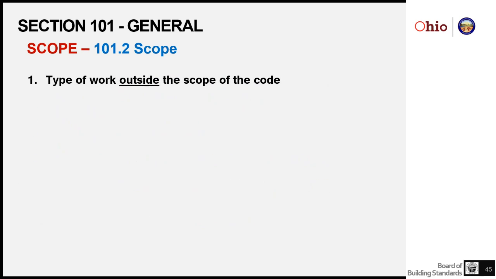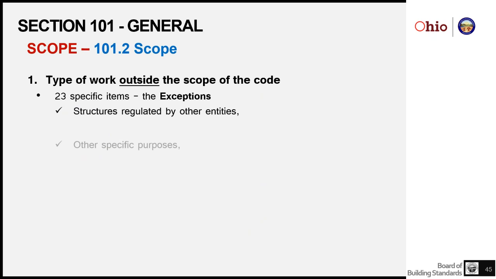So I talked about those exceptions. Work that's outside the scope of the building code starts with those exceptions. There are 23 specific items under the exceptions. Generally, they are structures regulated by other entities for other specific purposes, or they're not a building or part thereof. A couple of the most notable ones: manufactured housing is exempt from regulation under the residential code.